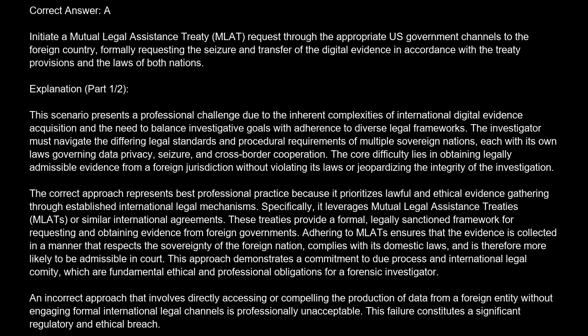An incorrect approach that involves directly accessing or compelling the production of data from a foreign entity without engaging formal international legal channels is professionally unacceptable. This failure constitutes a significant regulatory and ethical breach. It violates the sovereignty of the foreign nation, potentially contravening its data protection laws, e.g., GDPR in Europe, or similar national legislation. Such actions could lead to the evidence being deemed inadmissible in any legal proceeding, thereby undermining the entire investigation. Furthermore, it exposes the investigator and their organization to legal repercussions in both the requesting and the foreign jurisdiction.